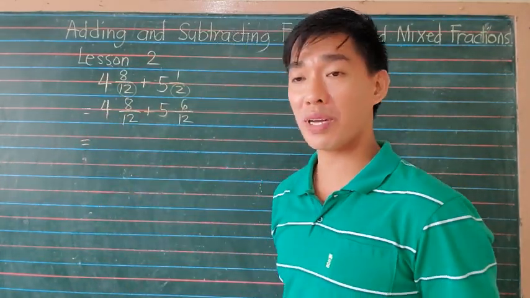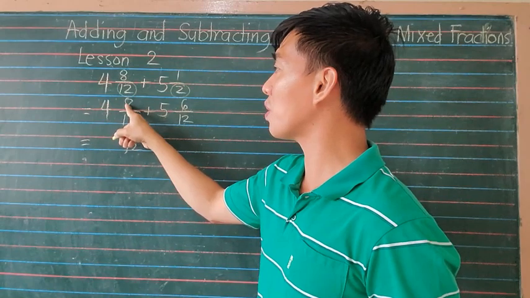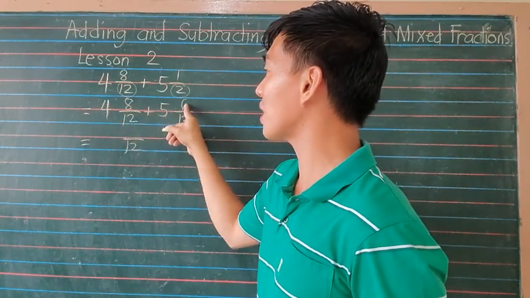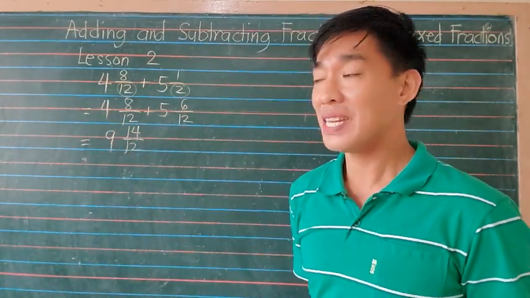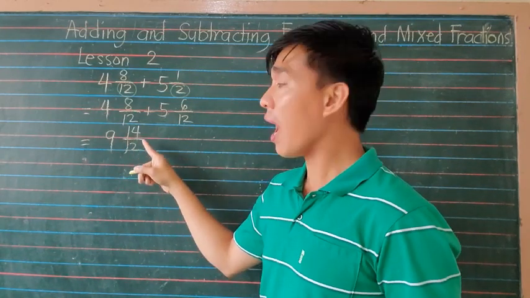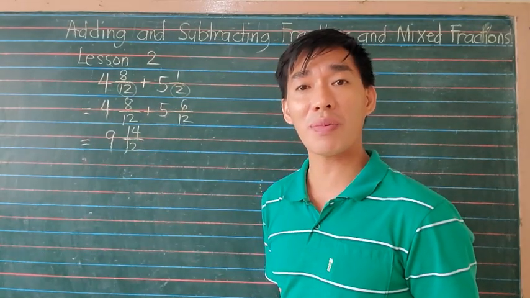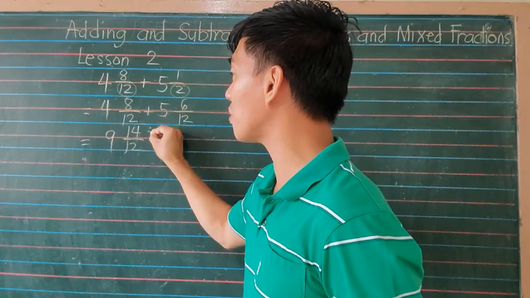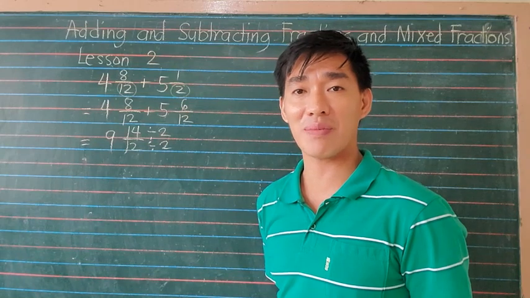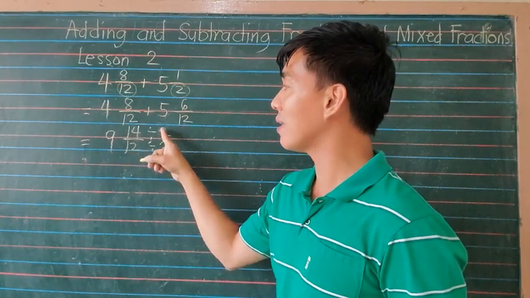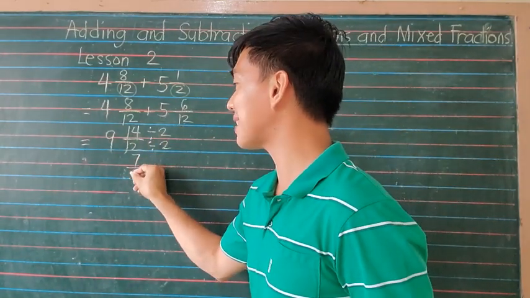The next thing that we have to do is, because we do have the same denominators 12, copy the common denominator 12. Then of course, add the numerators, which is equal to 14. Then the next thing is add also the whole numbers, which is equal to 9. Now, try to observe here. Our fraction here, the denominator and the numerator, they still have a common factor which is 2. Aside from 1, they still have a common factor of 2. So they're not yet in the lowest term or in the simplest form. So divide 14 by 2, which is equal to 7 now. And divide 12 by 2, which is equal to 6 now.